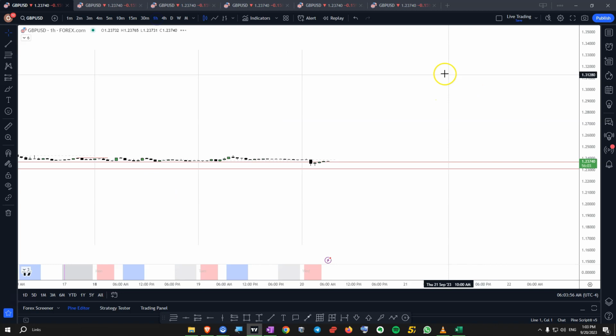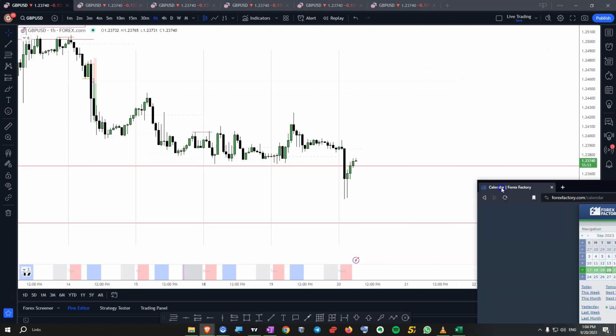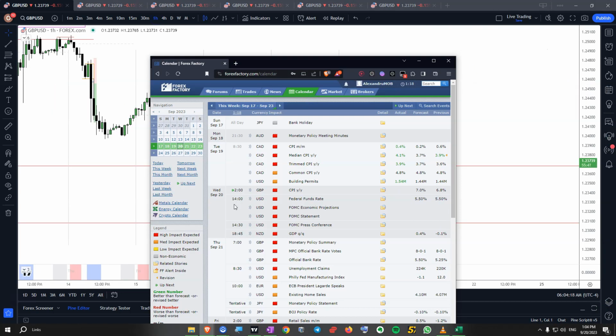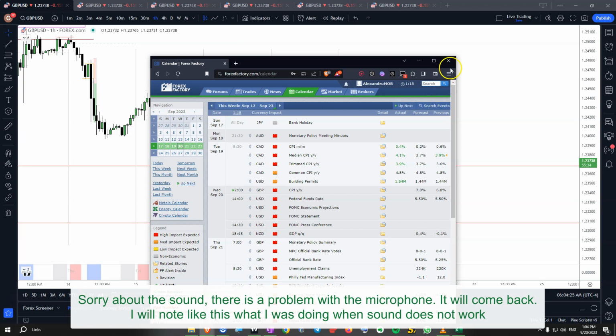So let's go back on the hourly chart. What do we have today? At 2 o'clock in the afternoon, New York time, we have Federal Funds Rate, FOMC. Okay.